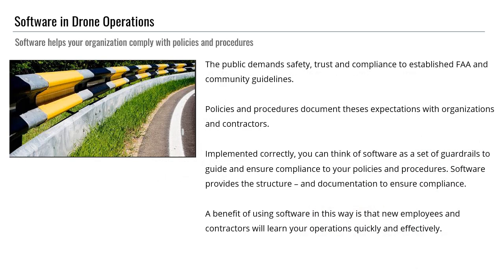As I mentioned, software will help you comply with the policies and procedures. The public demands safety, trust, and compliance to establish these FAA and community guidelines. Policies and procedures document these expectations with organizations and contractors. Implemented correctly, you can think of software as a set of guardrails to guide and ensure compliance to your policies and procedures. Software provides structure and ensures compliance. Now, the benefit of using software in this way is that new employees and contractors will learn your operation quickly and effectively.